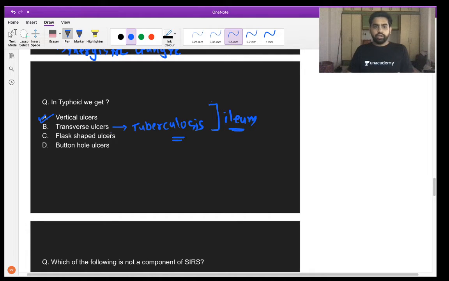Very good. And what about the buttonhole ulcers? These are basically seen in inflammatory bowel disease. Not very specific, but yes, they can be seen in inflammatory bowel diseases.